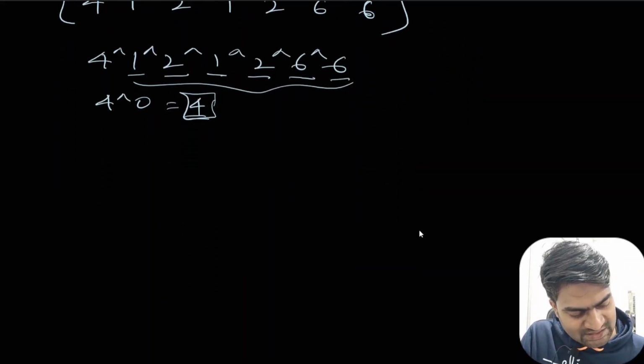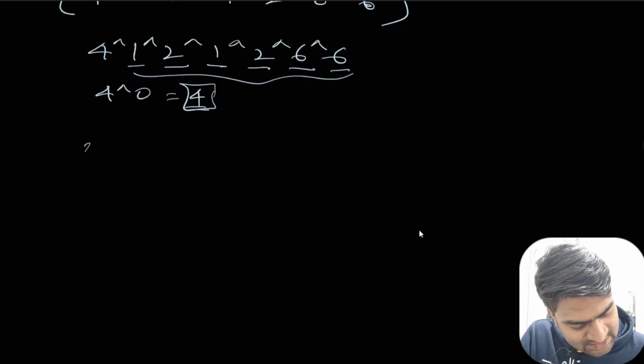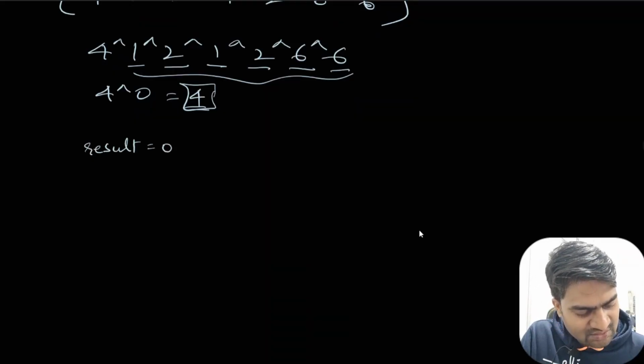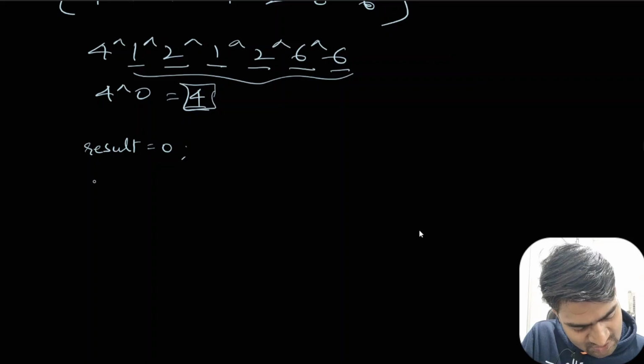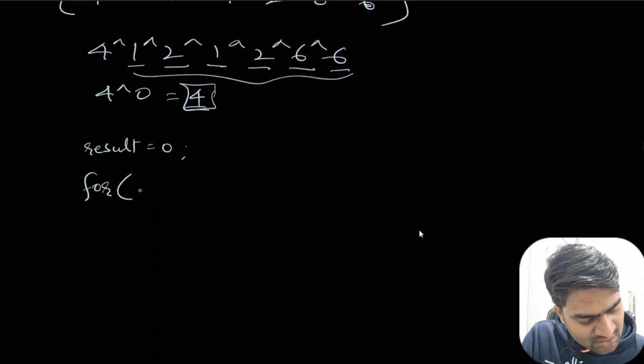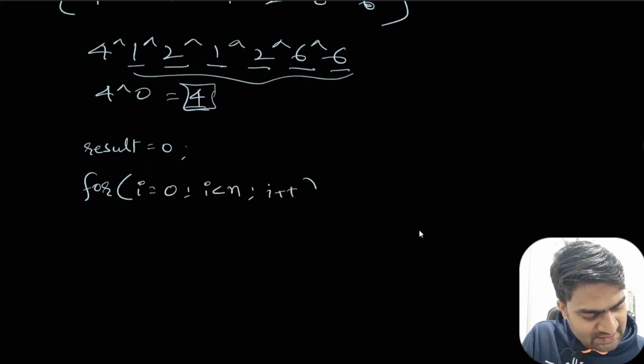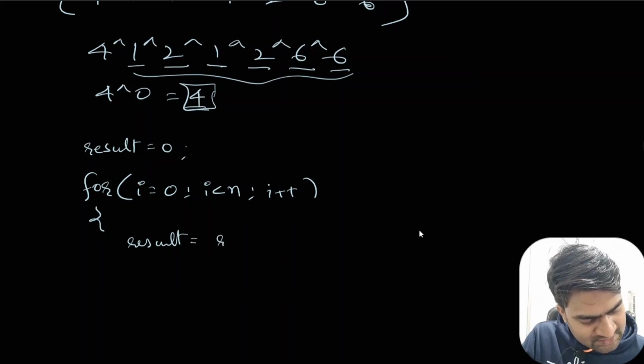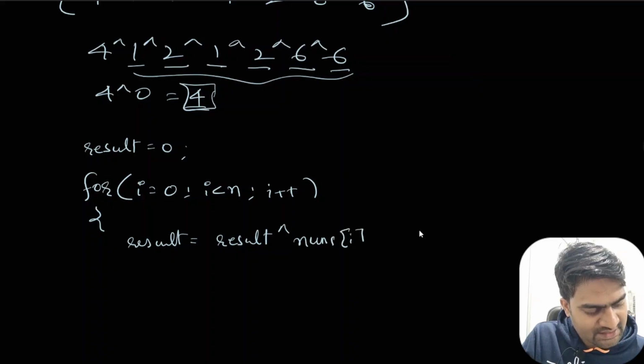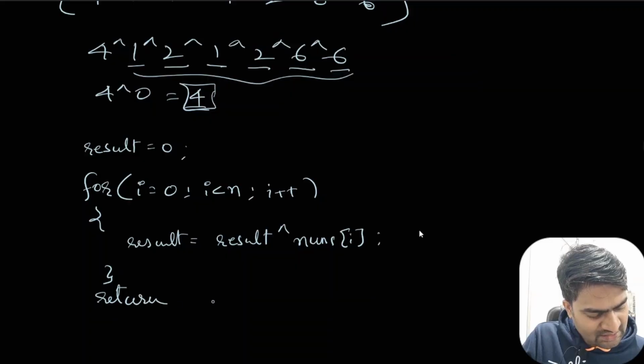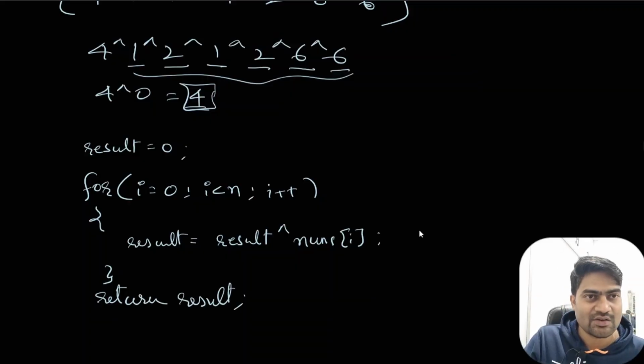So let us try to write the pseudocode for that. Let us say result equal to 0. This is the answer that we are expecting. Then I will do a for loop for i equal to 0, i less than n, i plus plus. Then result equal to result XOR nums of i. So if you simply return the result now, it will give you the intended output.